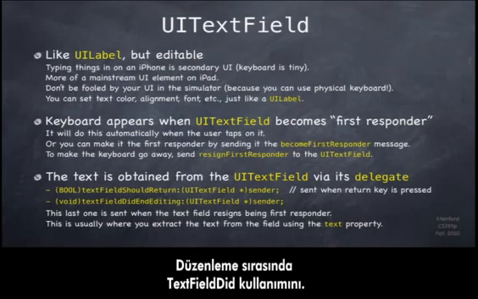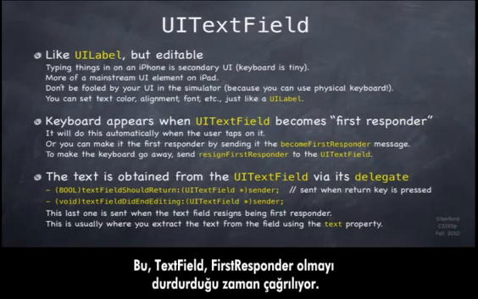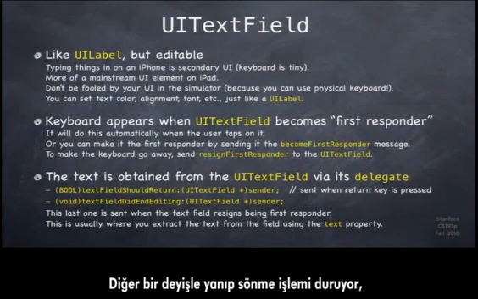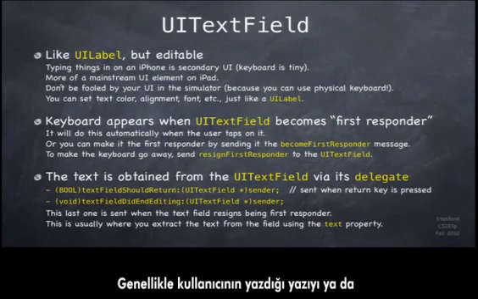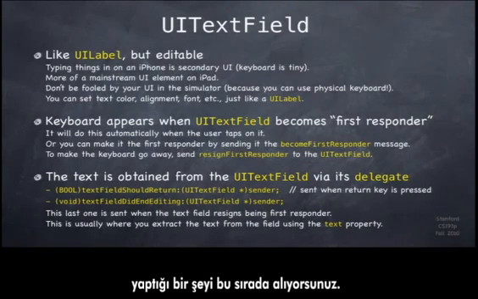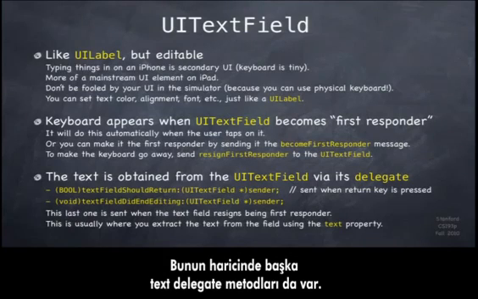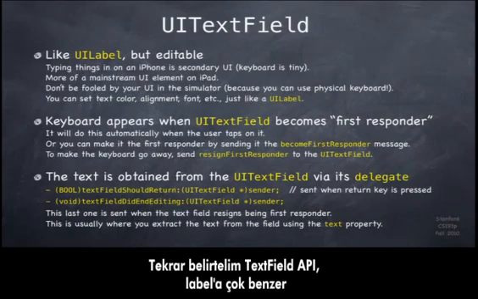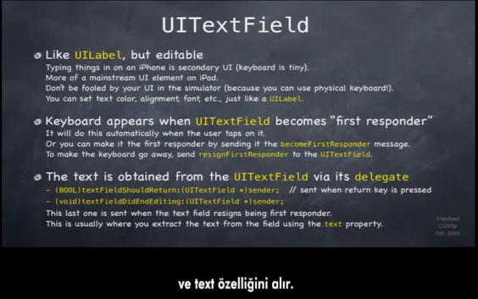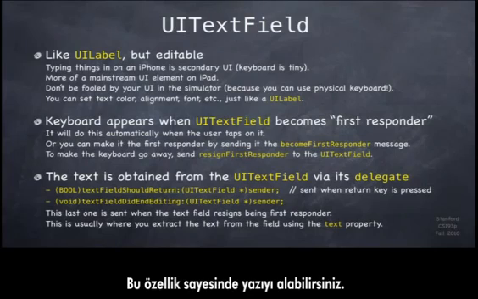And then text field did end editing. That gets called when the text field stops being first responder. In other words, it no longer has the blinking caret, the keyboard goes away, it calls that message. That's usually where you pull the text out that the user typed in and go do something with it. Okay? And there are some other text delegate methods, but these are the main ones. Again, the text field API looks a lot like label, so it's got this property text. That's how you get the text out of it.